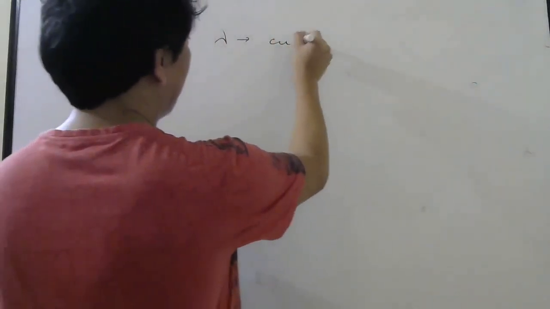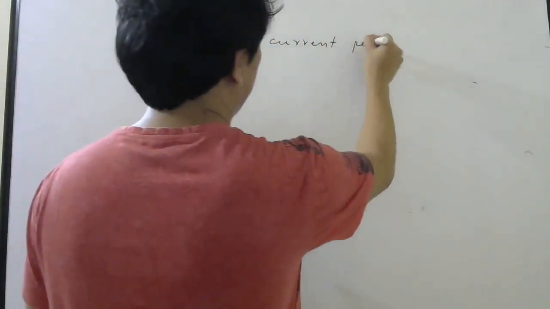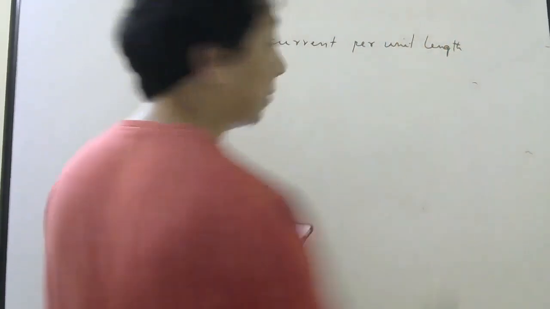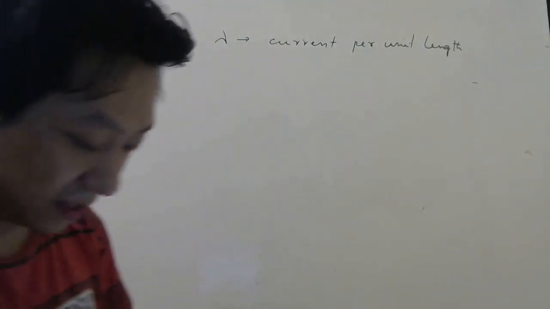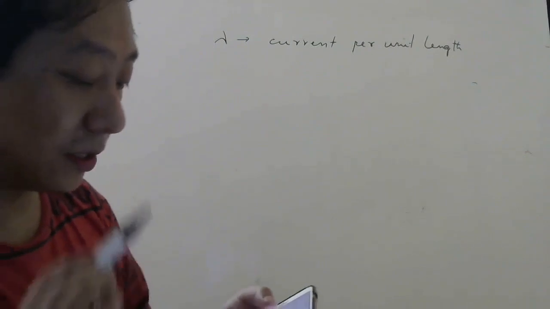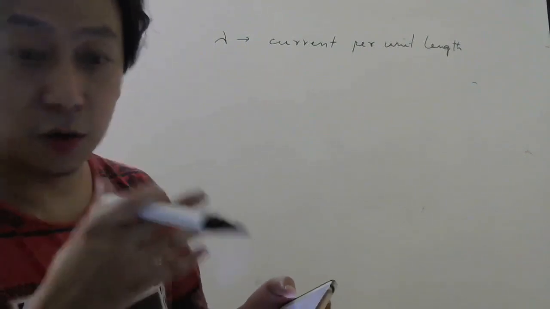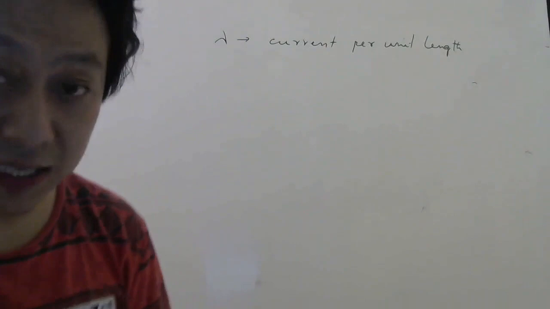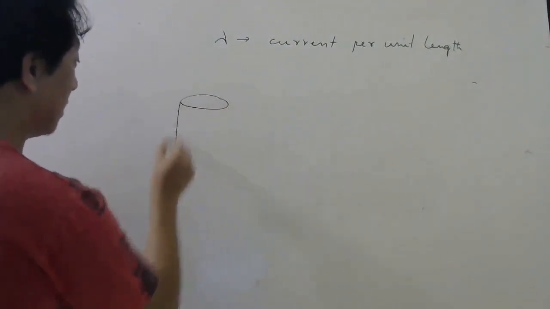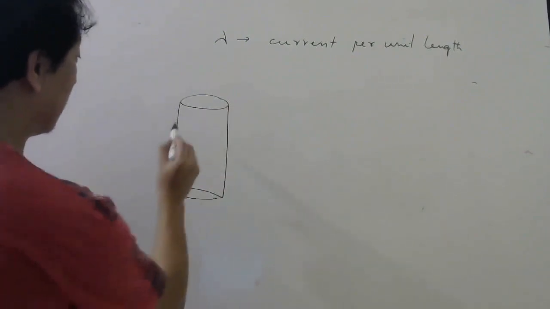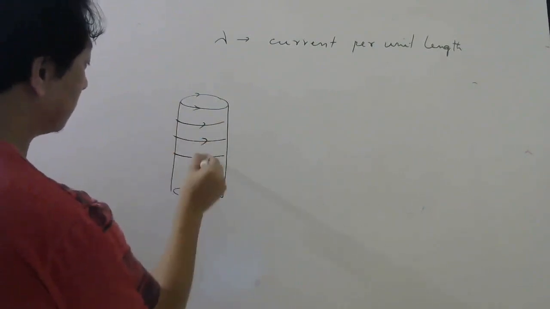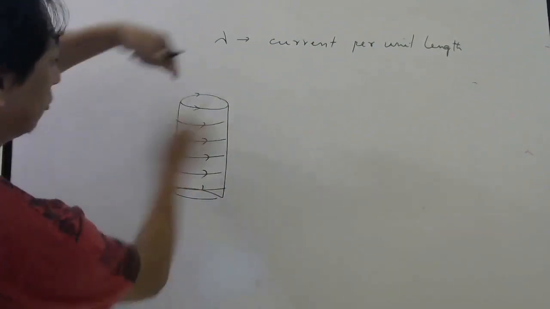It is current per unit length. What does it mean? We'll see. Along the circumference, as shown in the figure. So the current is along the circumference of the hollow cylinder. They are asking for the magnetic field inside the cylinder. If you see the diagram, they have given you a cylinder like this and current is like this. So it is flowing on the circumference.